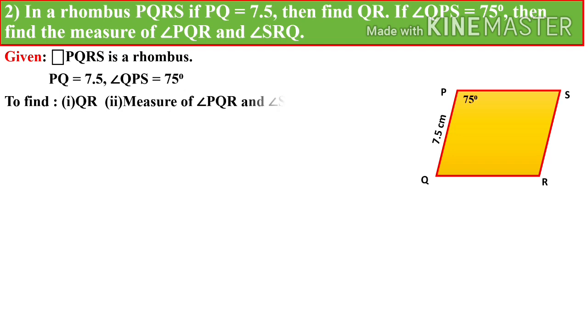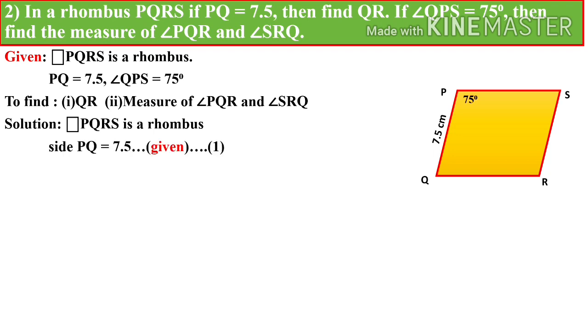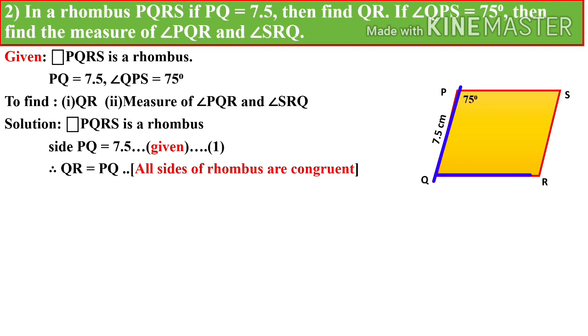Write the given information. What we have to find? First, we have to find QR. Then we have to find the measure of angle PQR and angle SRQ. Solution. Quadrilateral PQRS is a rhombus. Side PQ is given 7.5 centimeter. Give it equation number 1. So QR is equal to PQ. All sides of a rhombus are congruent. So here we can say QR is also 7.5 centimeter. We got this from equation number 1.